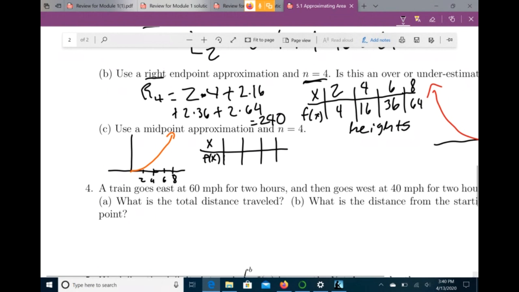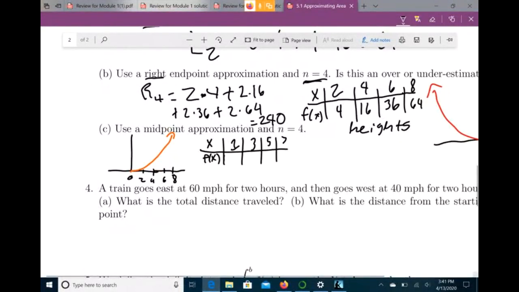For midpoints, you take the middle point in each sub-interval, right? So our first subinterval goes between 0 and 2. So the midpoint is 1. All right. Between 2 and 4. So the second rectangle will be drawn between 2 and 4. What is the midpoint between 2 and 4? Good. Just 3. Right, and now you can probably guess where this goes. So between 4 and 6, the midpoint is 5. Between 6 and 8, the midpoint is 7.